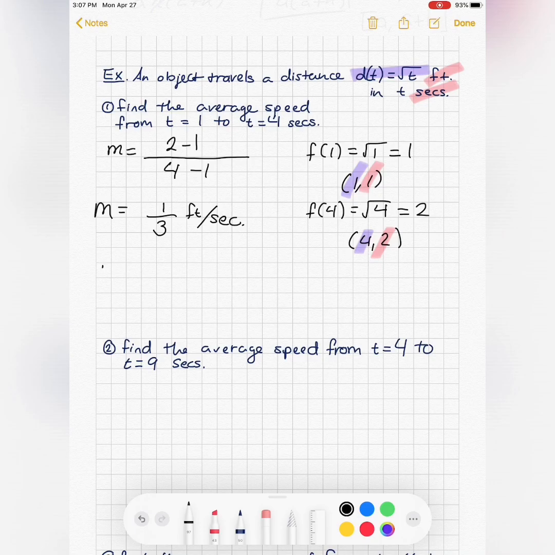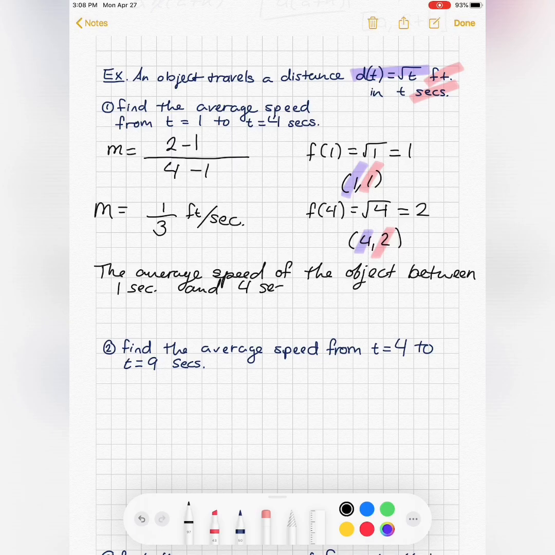Okay, so what would I say? The average speed of the object between 1 second and 4 seconds is 1/3, or I guess I could say 0.33 feet per second.